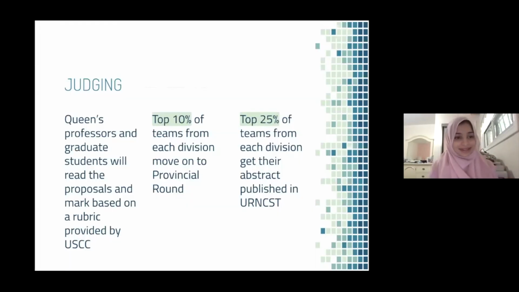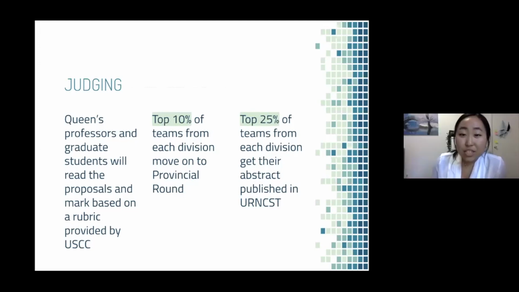Yeah, so how would judging work? Essentially, we would find Queen's professors and graduate students to read your proposal and mark based on a standardized rubric provided by the provincial team. And then the top 10% from each division, like Tasha mentioned, the lower and the upper division, will move on to the provincial round, where the top 25% at the provincial round would be able to get their abstract published in URNCST, which is the Undergraduate Research in Natural and Clinical Science and Technology.